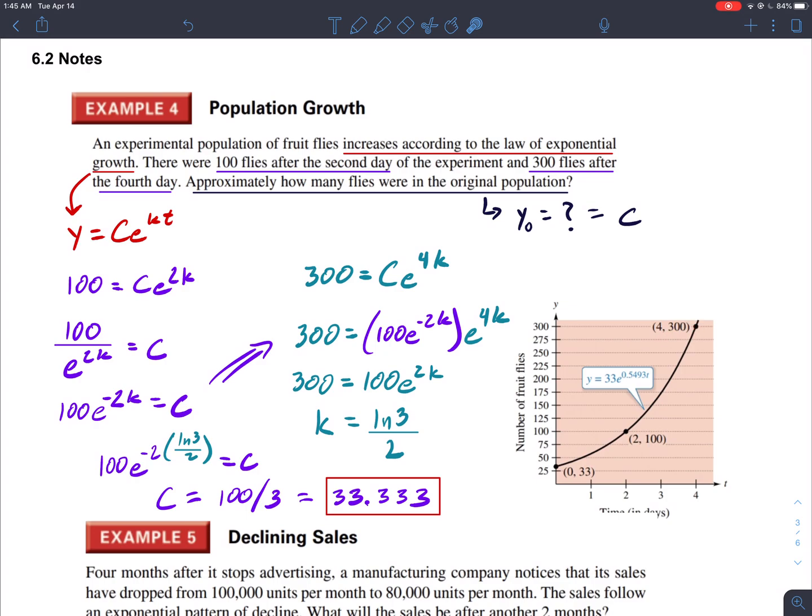All right. They also approximated the k value to 0.5493. If you were to take ln of 3 over 2 in a calculator, you're going to get 0.5493. Okay, let's move on. Before I move on, I should note, this was a systems of equations problem. This was not your standard run-of-the-mill population growth problem. We had to create a system and solve.